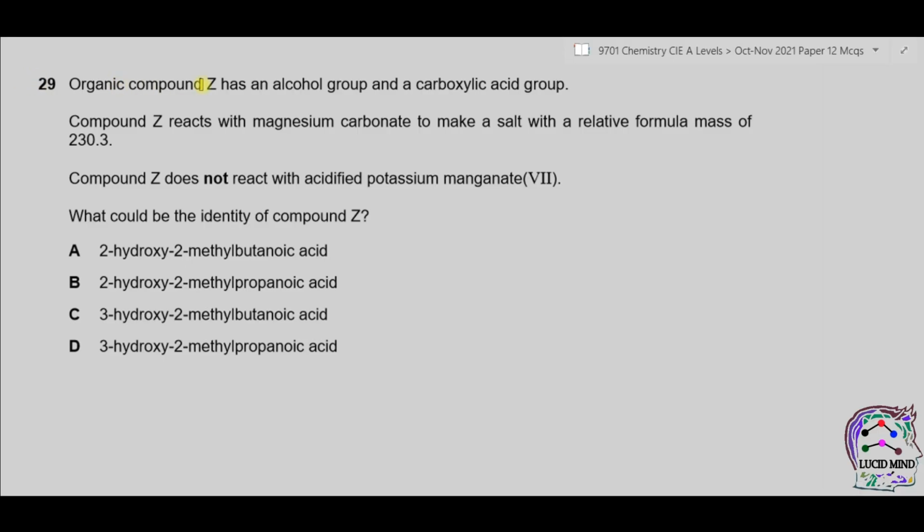Question 29. Organic compound Z has an alcohol group and a carboxylic acid group. Compound Z reacts with magnesium carbonate to make a salt with relative formula mass of 230.3. Compound Z does not react with acidified potassium manganate. What could be the identity of compound Z?